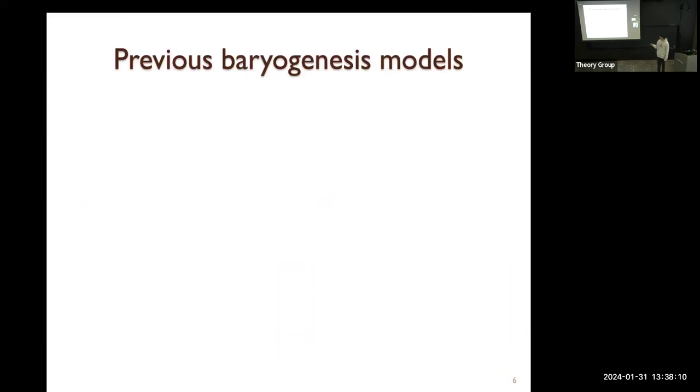So let's see how previous baryogenesis models achieve this small number. I'm not going to talk about the detailed mechanism, but I'll just mention how the conventional baryogenesis models achieve the small observed baryon asymmetry.